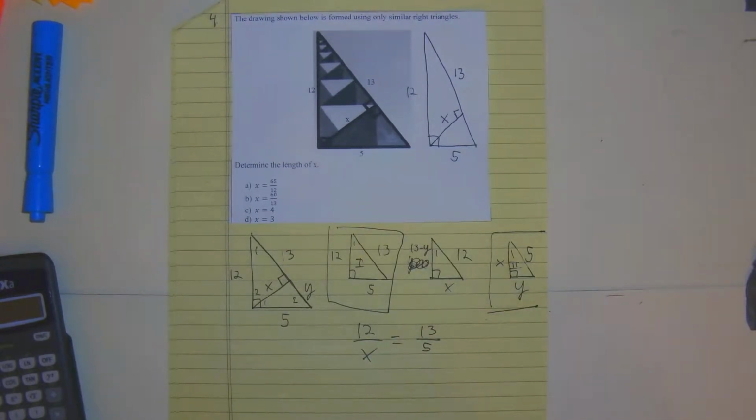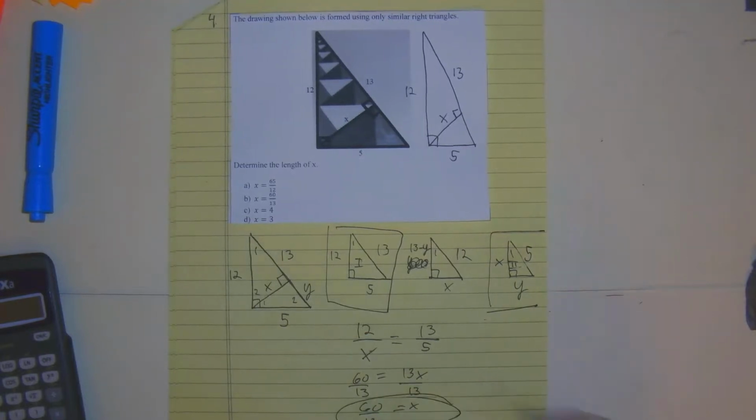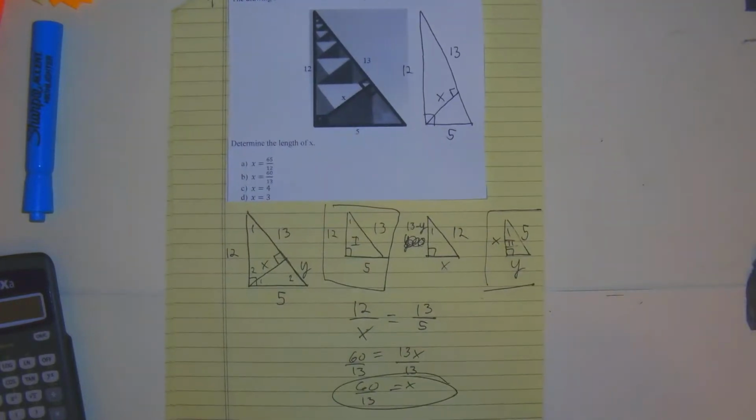From here we can do cross multiplying. 12 times 5 is 60. x times 13 is 13x. The inverse of multiplication is division, so we divide. We get x is equal to 60 over 13, which is one of our answer choices. So this one would be B.